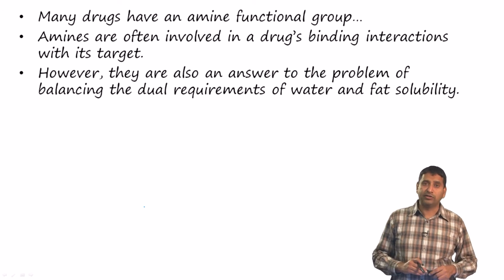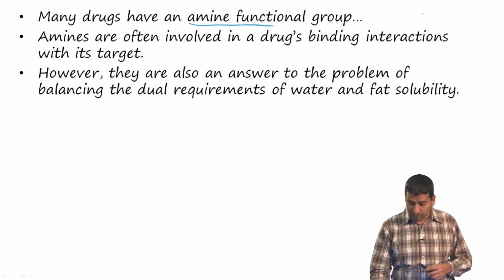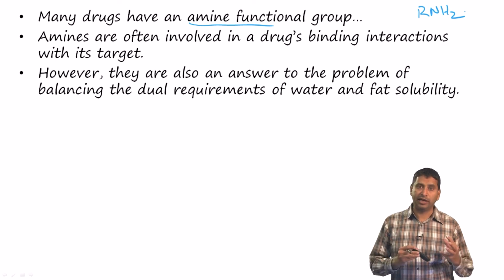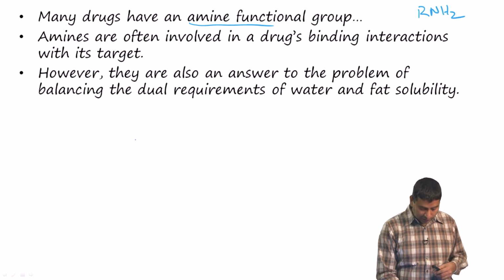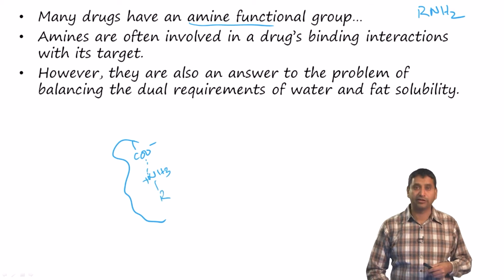So, many drugs have an amine functional group. Okay. So, what is an amine? Amine is RNH2. This is a primary amine. Okay. Amines are often involved in drug binding interactions. We ourselves have looked at, for example, in an enzyme, there may be a carboxylate, and NH3+ can actually have an interaction here.